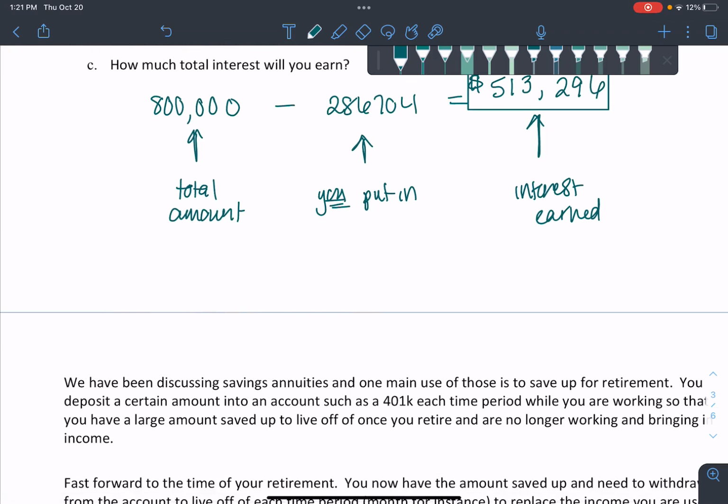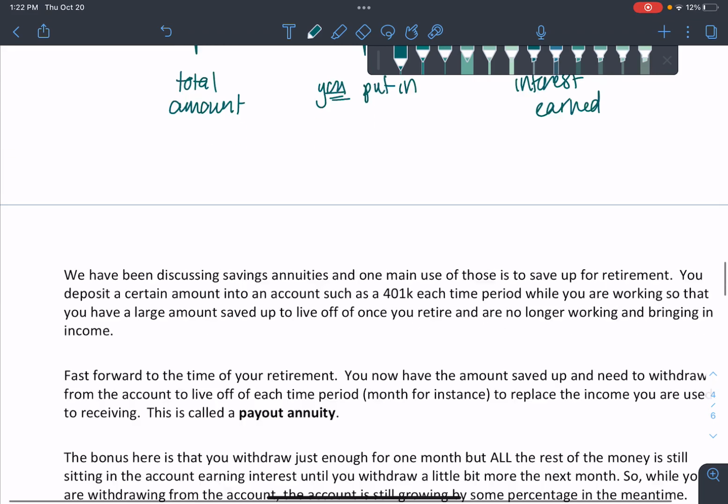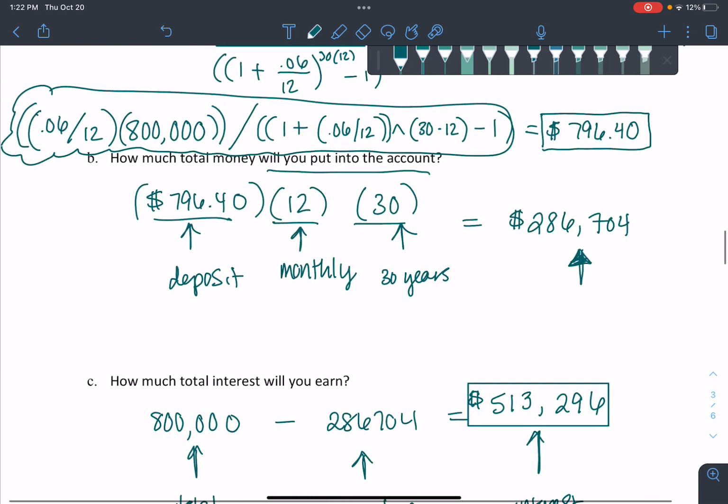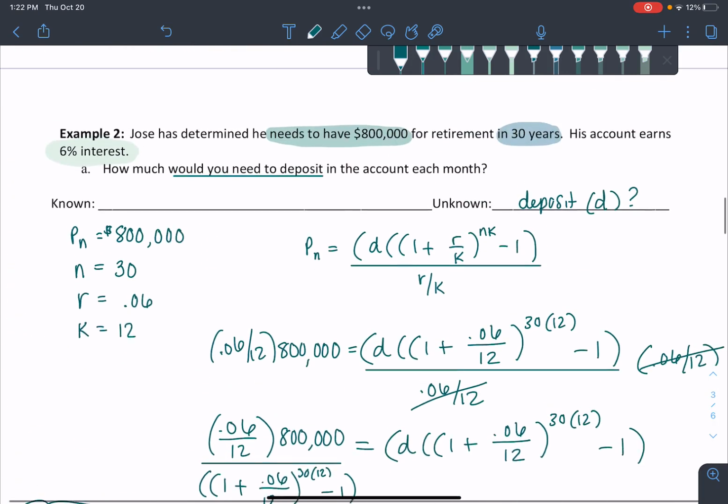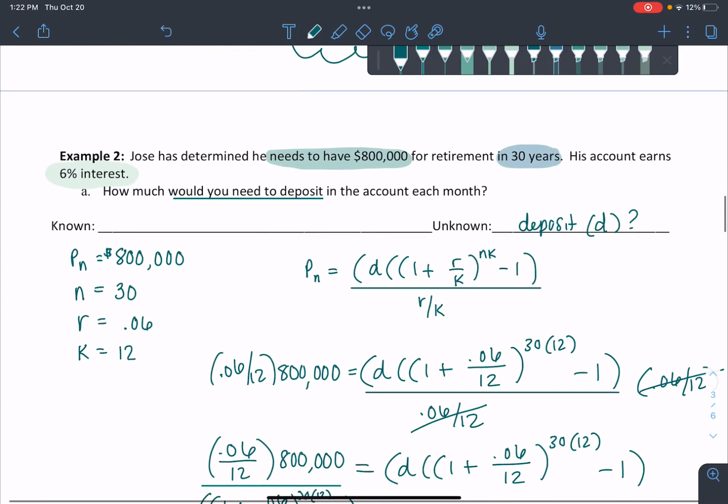All right. The last question that we're going to talk about today is a different type of situation. So what we've talked about in the last couple of problems, I'm just going to pull back to the last one just so that you can see the writing.